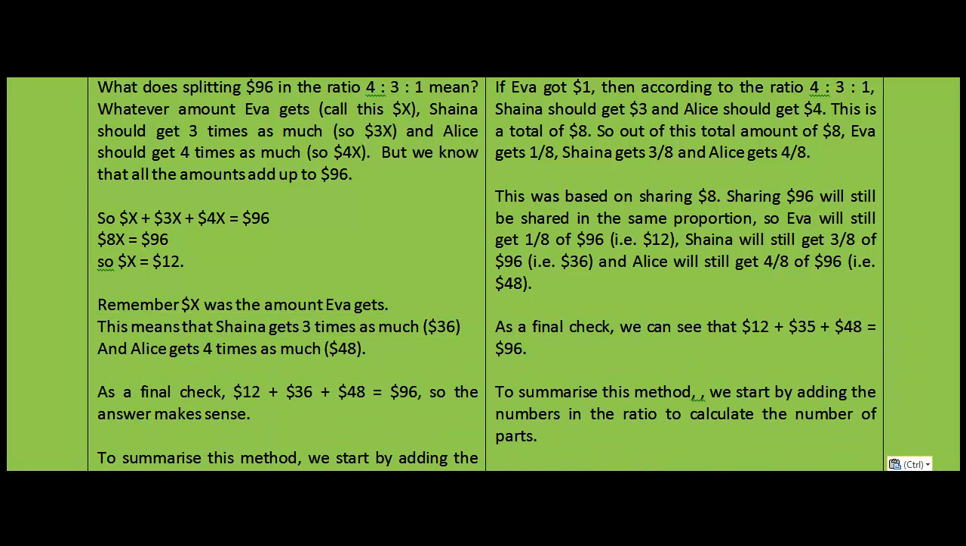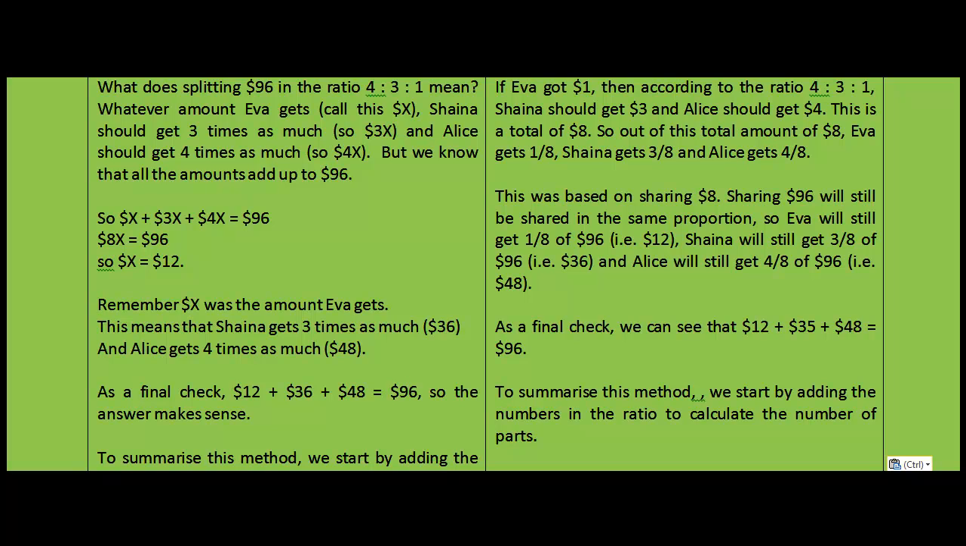This was based on sharing $8. However, we know in the question that they want to share $96. Now this $96 will still be shared in that same proportion. So Eva should still get 1/8 of the $96, which in this case would be $12. Shayna should get 3/8 of whatever the amount is. So 3/8 of 96 is $36. And Alice will get 4/8, 4 out of every 8 of the $96, which will then be $48.